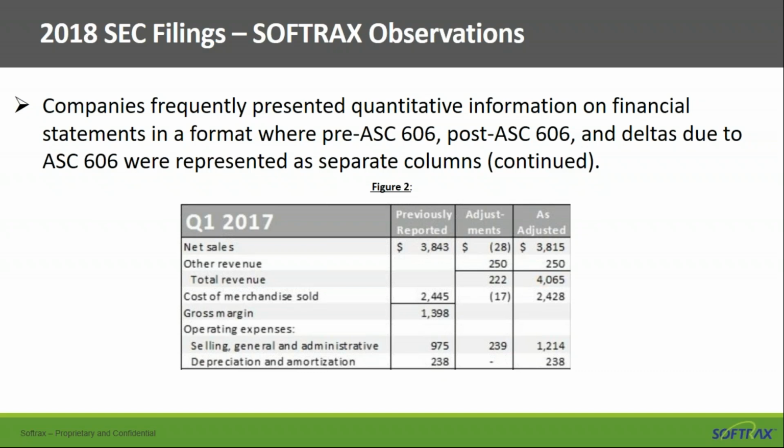So here's another example of quantitative information on this financial statement. It's obviously more of a table format. There's nothing wrong with it, it just provides a different graphical display of what's going on. You can see previously reported, then the adjustments, and as adjusted. So maybe a little bit flip-flopped from 605 to 606 for that Q1 2017.